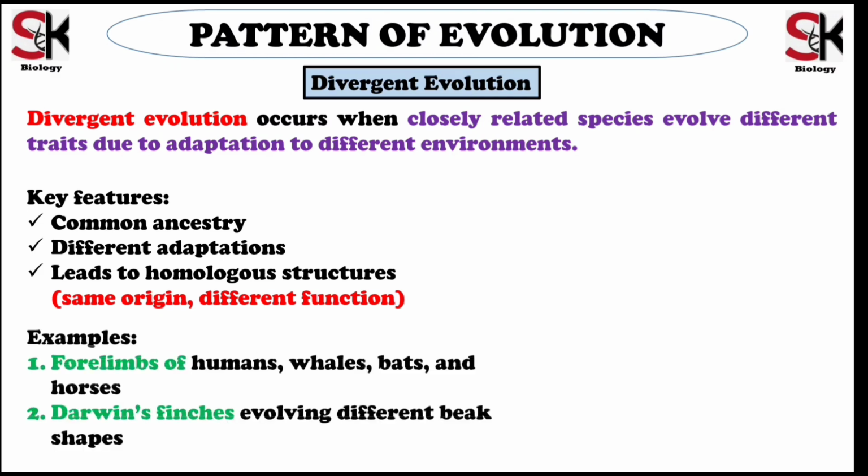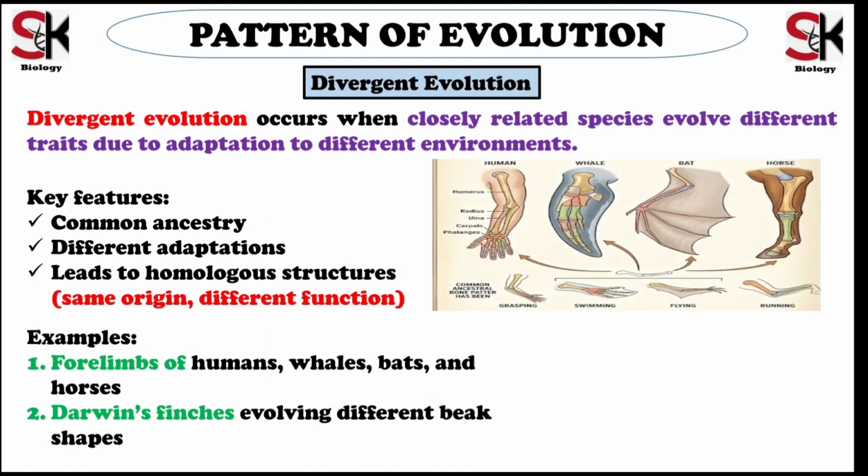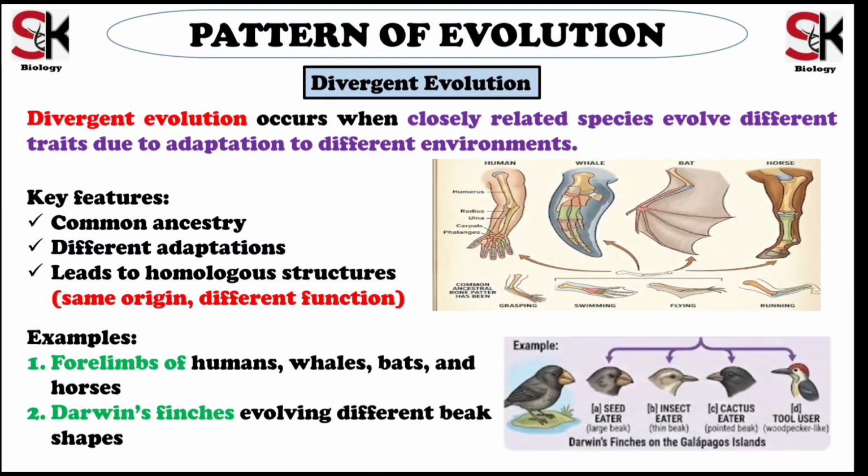The examples of divergent evolution are forelimbs of humans, whales, bats, and horses. And the second example is Darwin's finches with different beak shapes. Here, organisms start from a common ancestor but differ over time.